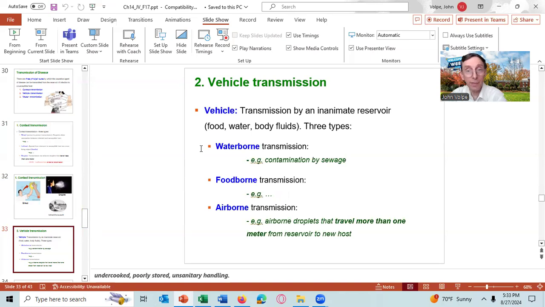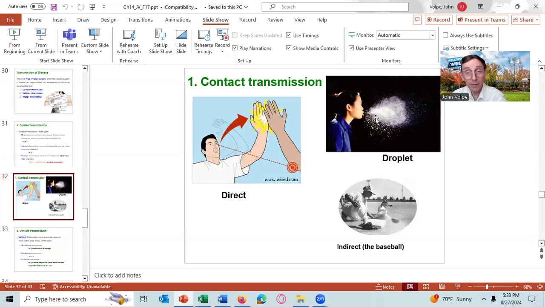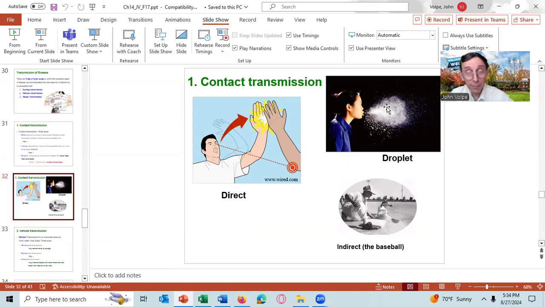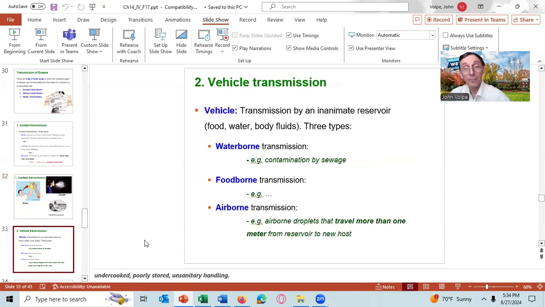Vehicle transmission normally is where the transmission occurs by an inanimate object, a fomite. You can also get vehicle transmission by eating food or drinking water or possibly body fluids. And then vehicle transmission by airborne transmission. So whenever you sneeze, if it's beyond 1 meter, that's not droplet transmission, it's airborne transmission. And it's not contact transmission, it is vehicle transmission. And like I said, this is a little bit arbitrary, and that's why I'm not going to hold you to knowing the difference between airborne transmission and droplet transmission. In my opinion, it's still the same sneeze. You can be infected from the sneeze if you're within 1 meter or beyond 1 meter. Any question about that?